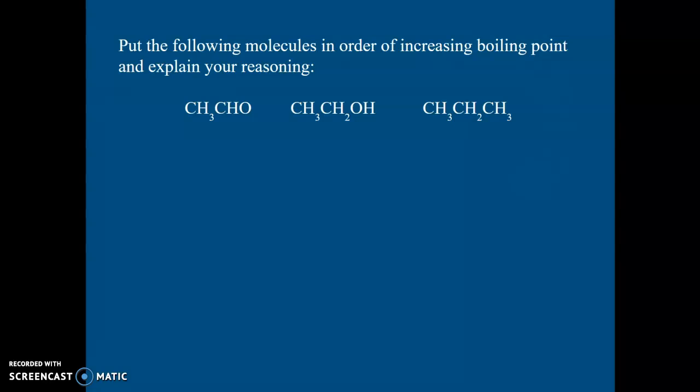Now what I want you to do is put those molecules in order of increasing boiling point. So which one has the lowest boiling point, which one then has the second, and then finally the highest boiling point. And explain your reasoning. Your reasoning should be something to do with intermolecular forces. Okay, that is an old IB question, so have a bash at that.